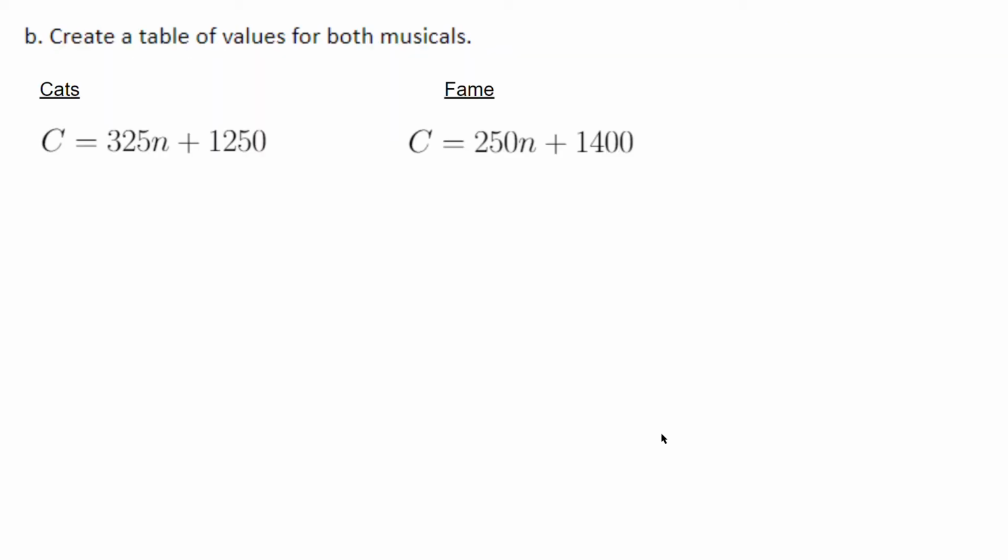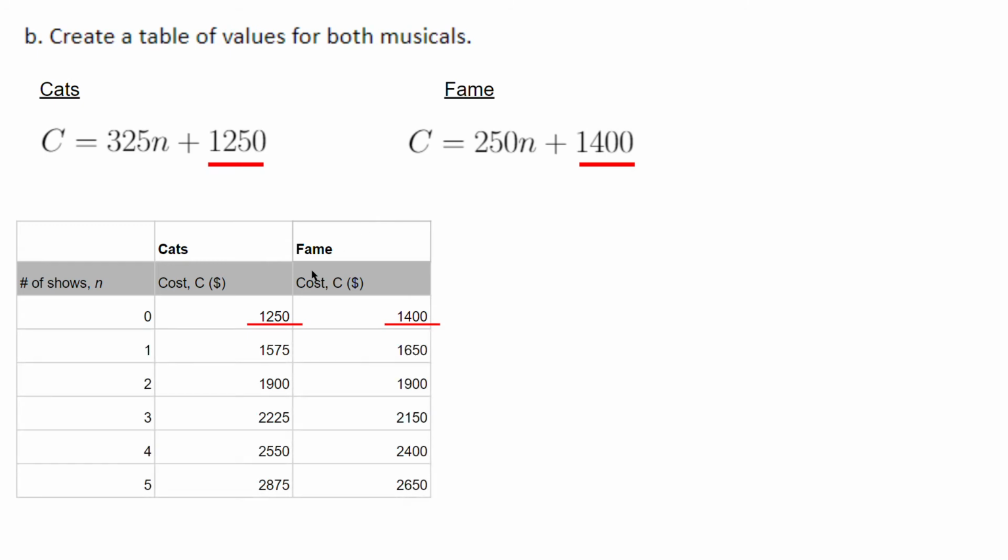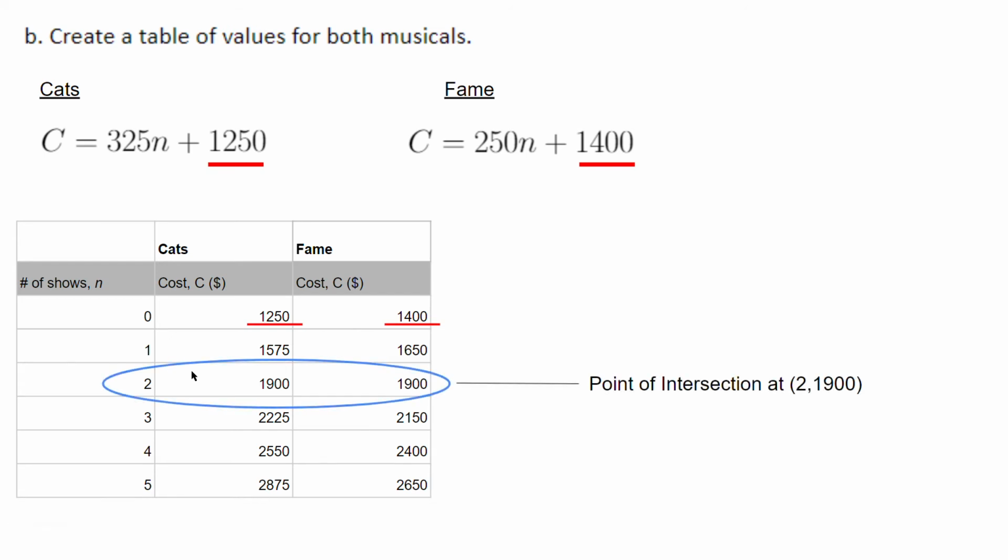Now we want to create a table of values for both musicals. So we start off by identifying our y-intercept, which is b. As you can tell, the y-intercept is (0, 1250) and (0, 1400) for Cats and Fame, respectively. So for Cats, we're going to increase the cost per performance by 325, and for Fame, we're going to increase the cost by 250 per performance. So that gives us this table. Now I want you to notice something very unique. Over here, there is a point of intersection at (2, 1900), and we're going to see what this means in a second.